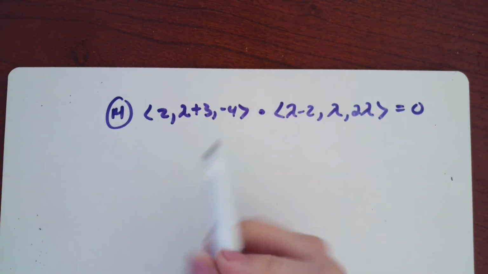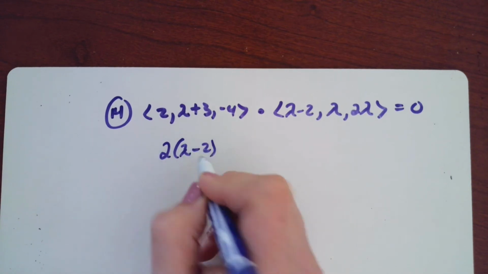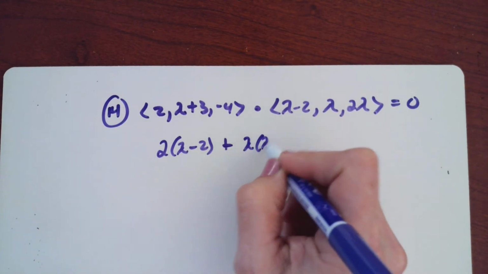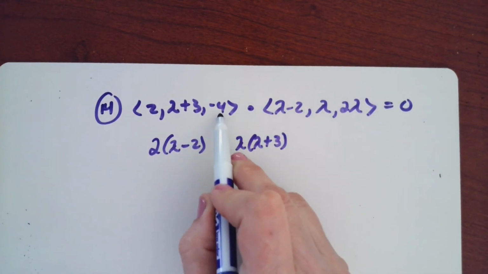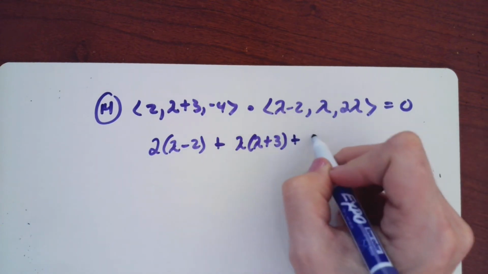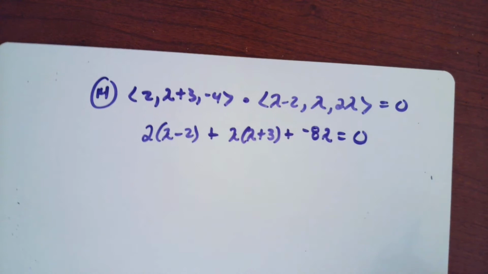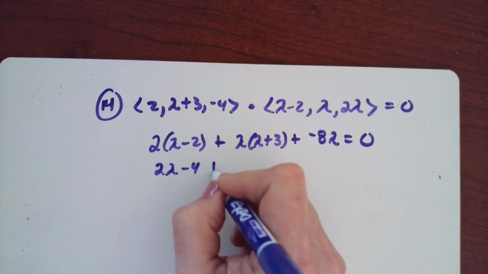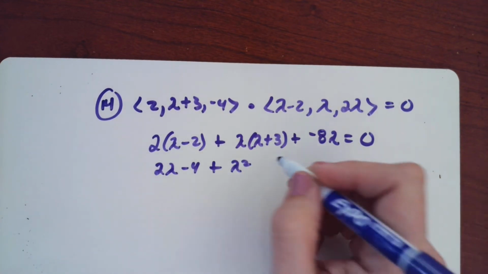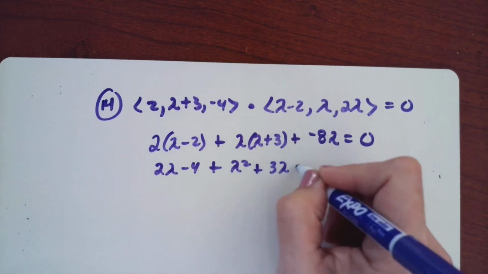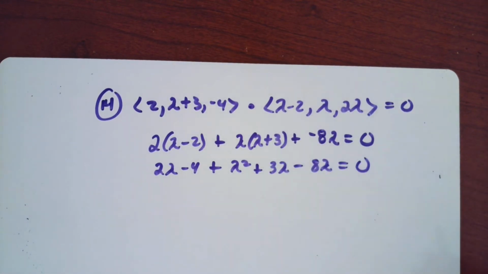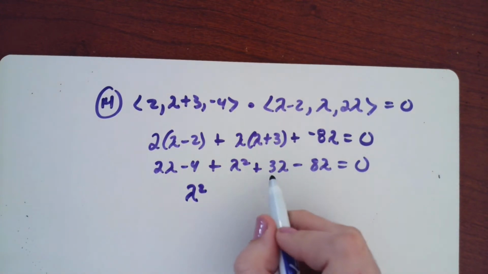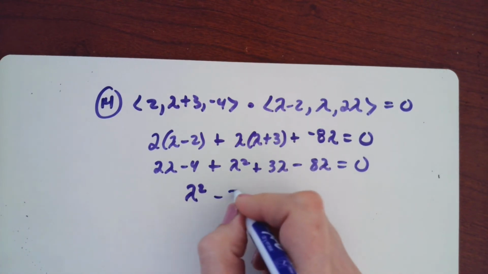So 2 times lambda minus 2, plus lambda plus 3 times lambda, plus negative 4 times 2 lambda, so that'd be negative 8 lambda. This equals 0. So I hope you see here I have a quadratic. So I have 2 lambda minus 4 plus lambda squared plus 3 lambda minus 8 lambda. You can change them to x's if you want. So I got lambda squared. 3 plus 2 is 5. 5 minus 8 is negative 3.